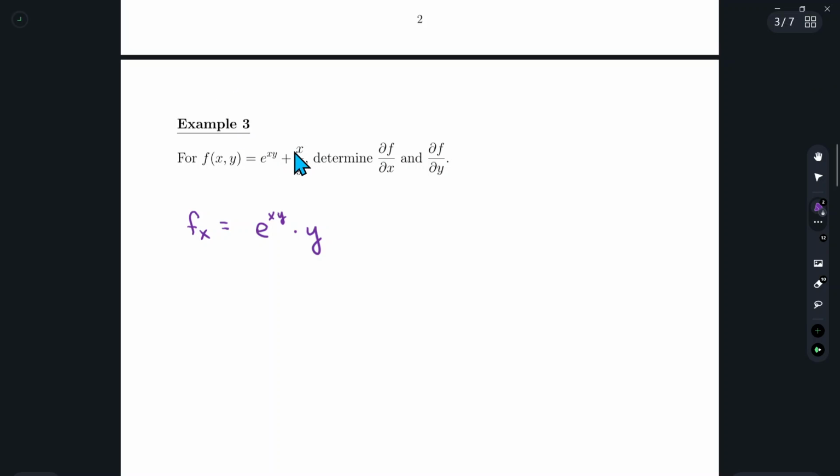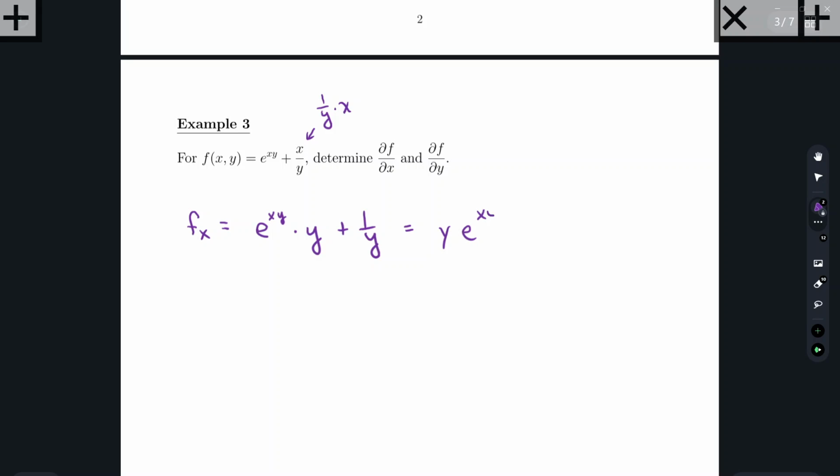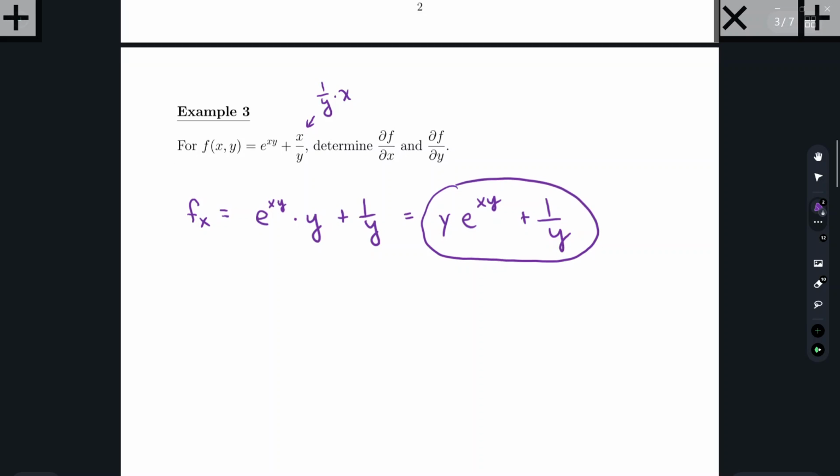Okay, and then here, x over y, I'm treating y as the constant, right? So I can think of x over y as 1 over y times x. Right? So this is the same as this expression. So if y is a constant, then this is just a constant times x again. So the derivative would be the coefficient, which is 1 over y. And then typically for something like this, you put the y in front. So this can be written as y e to the xy plus 1 over y. Okay, so that's the partial with respect to x.